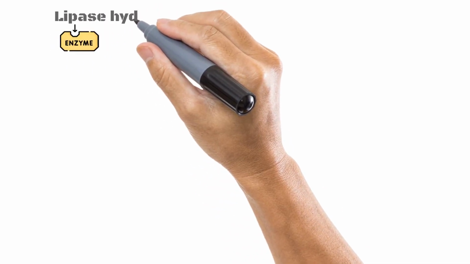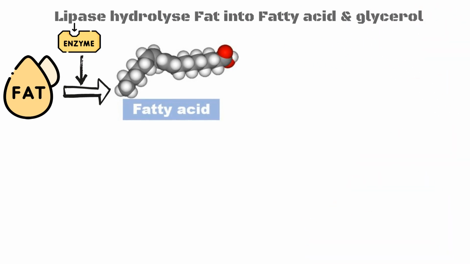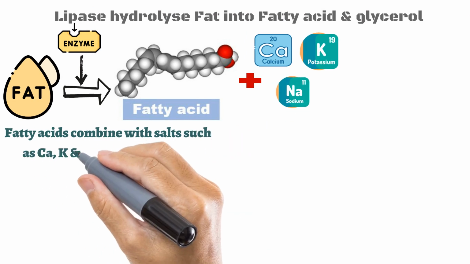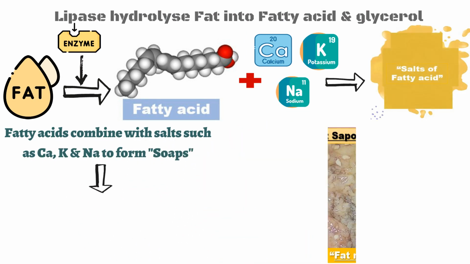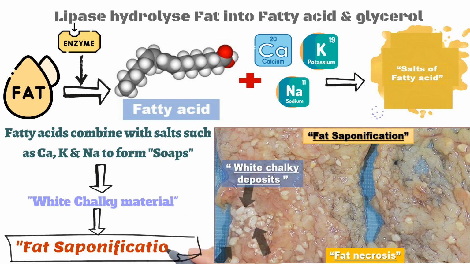Lipase enzyme hydrolyzes the fat into fatty acid and glycerol. Now, this fatty acid combines with salts such as calcium, potassium and sodium to form soaps, which appear as a white chalky material. And this process is known as fat saponification.